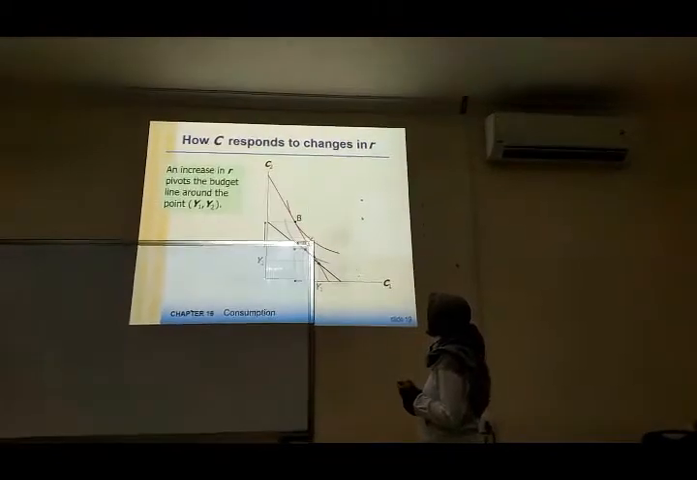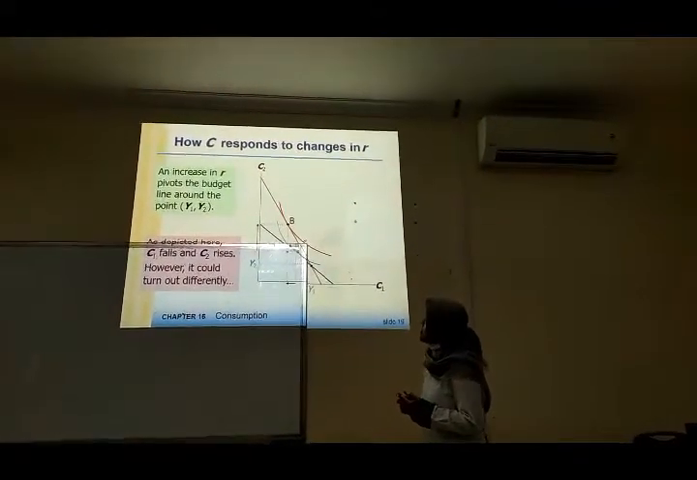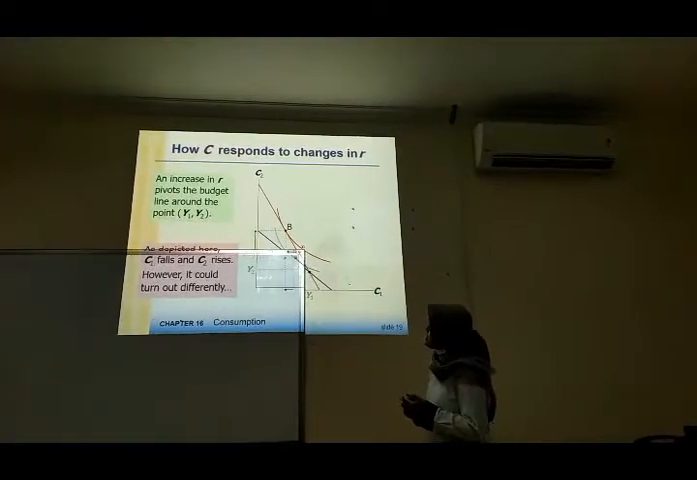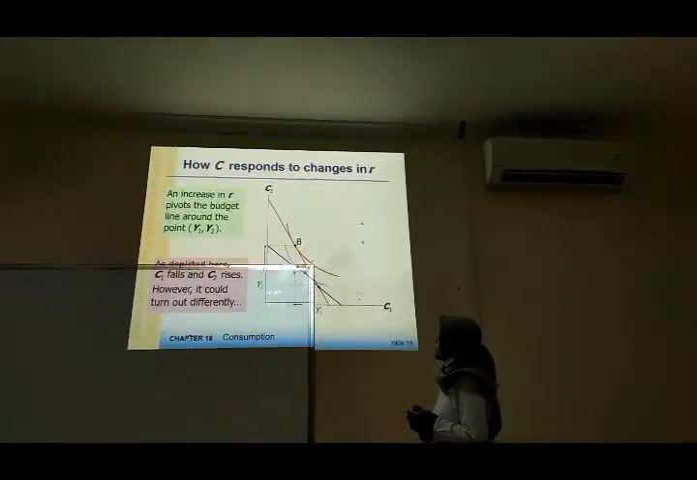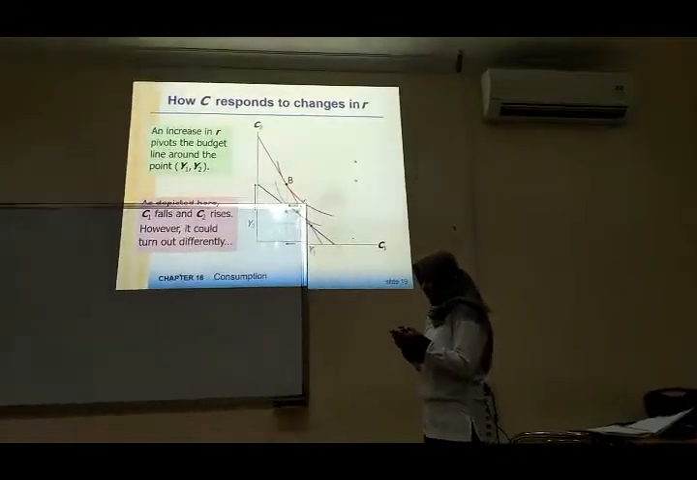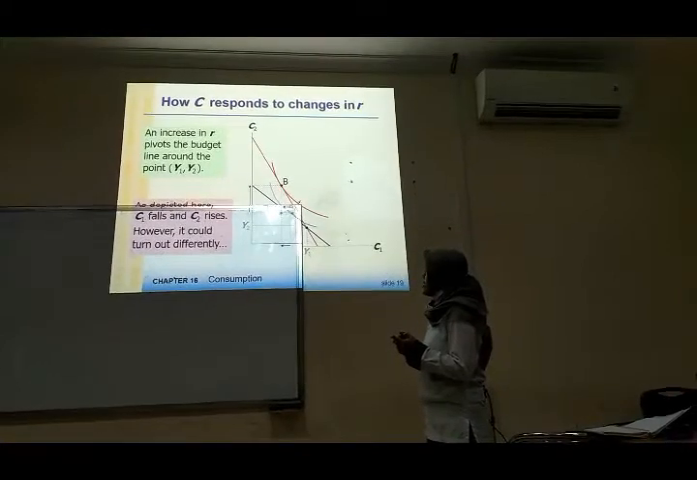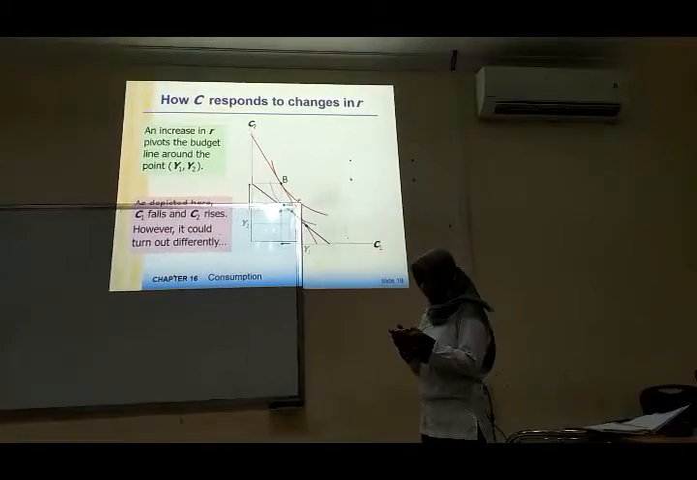How does C respond to a change in R? An increase in R pivots the budget line around the point Y1, Y2. As depicted here, C1 falls and C2 rises. However, it could turn out differently.